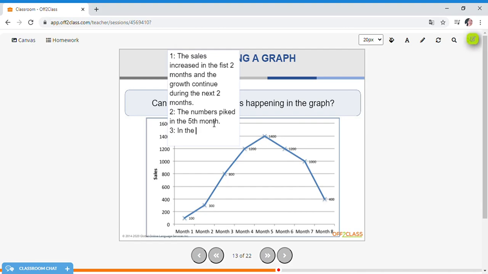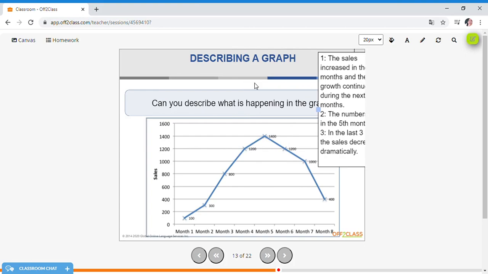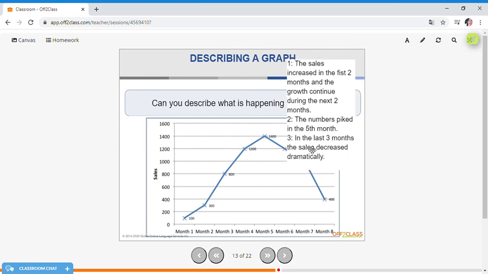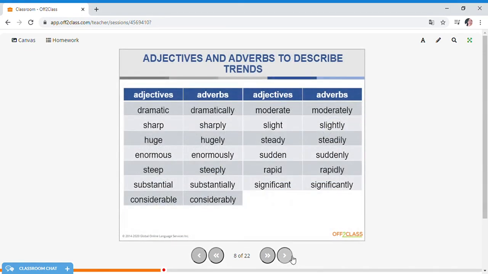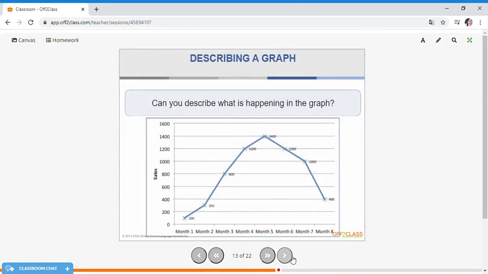In the last 1, 2, 3 months. In the last 3 months, the sales or the numbers decreased dramatically. Okay, so this is a way of explaining, and basically the only thing that you are going to do is to choose different words and different ways of describing the graph.